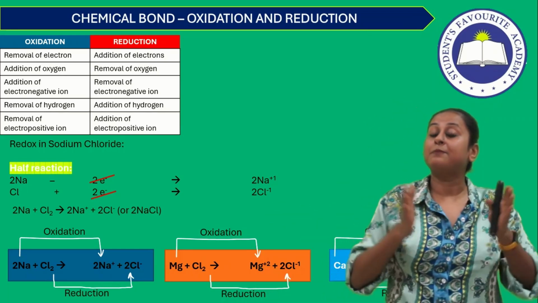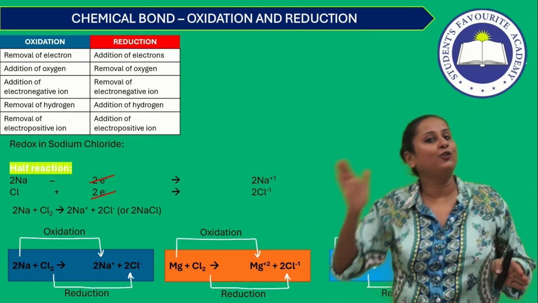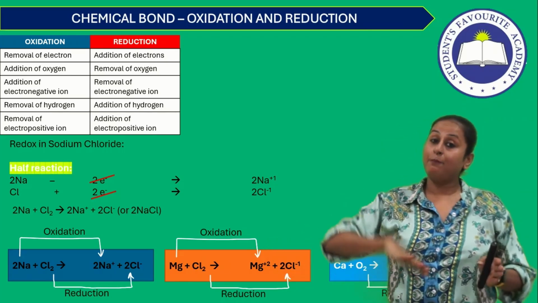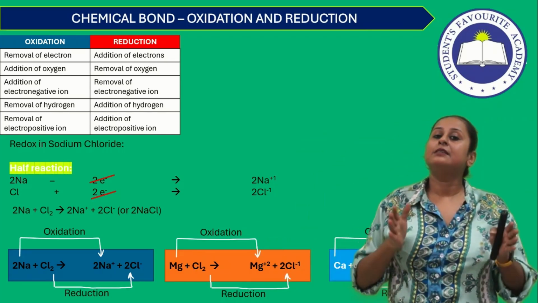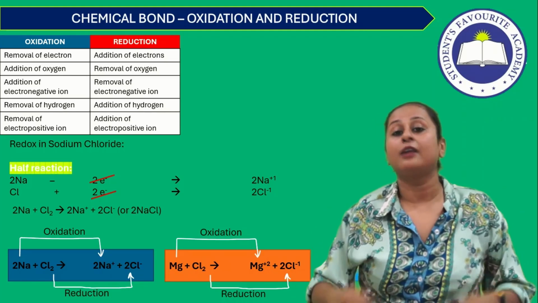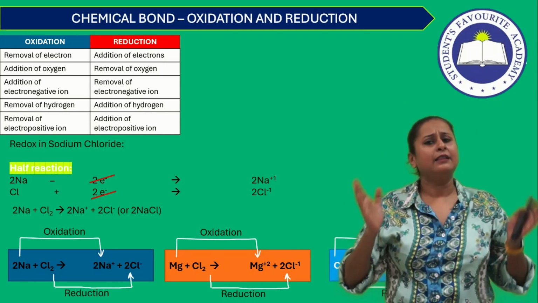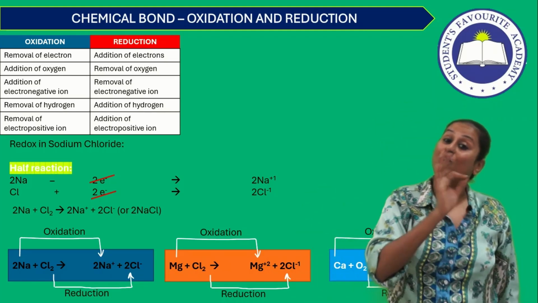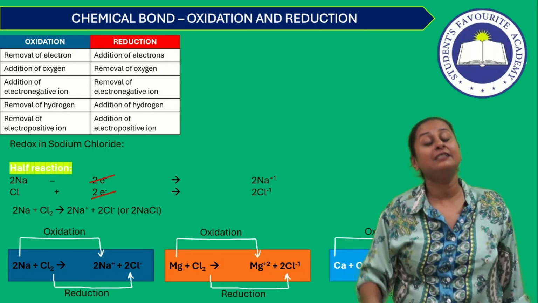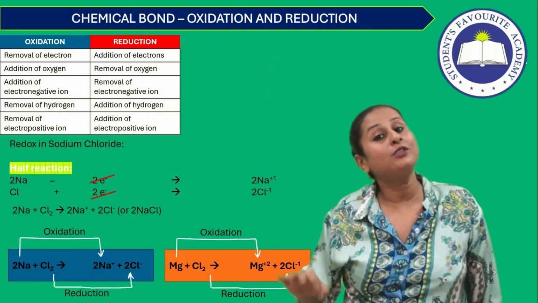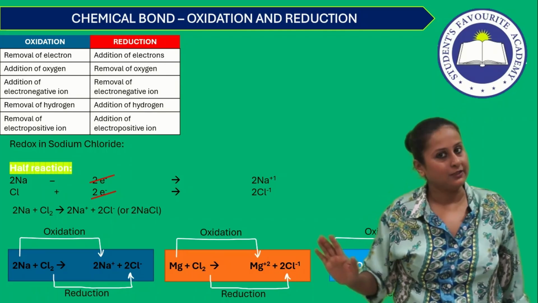So remember, substances which get oxidized are good reducing agents, because they provide electrons, and substances which get reduced are good oxidizing agents. And the best tip is: metals get oxidized and are good reducing agents, and non-metals get reduced and are good oxidizing agents.